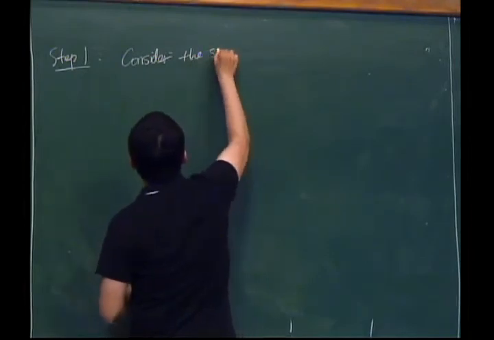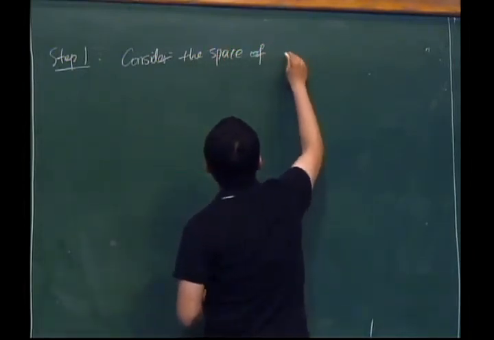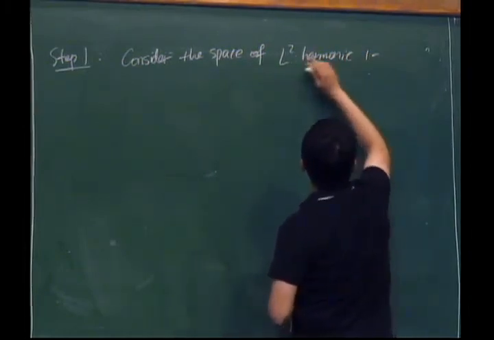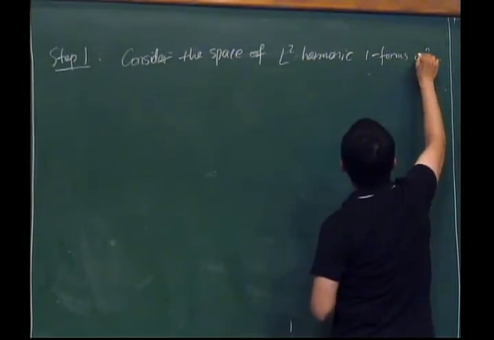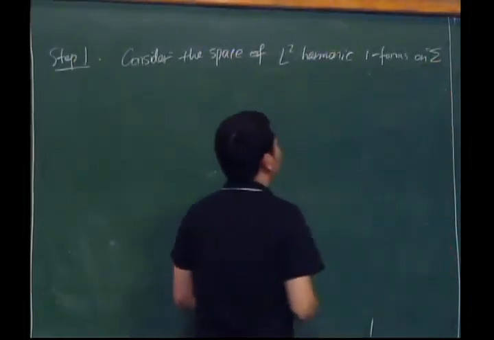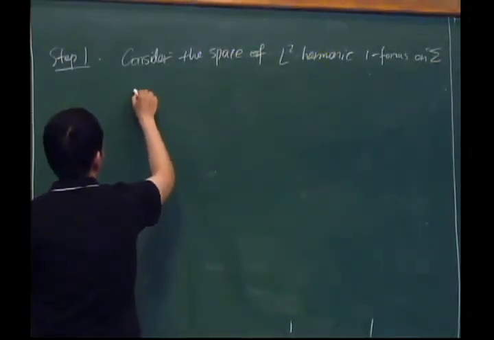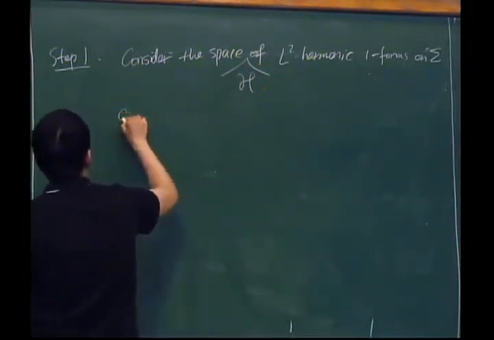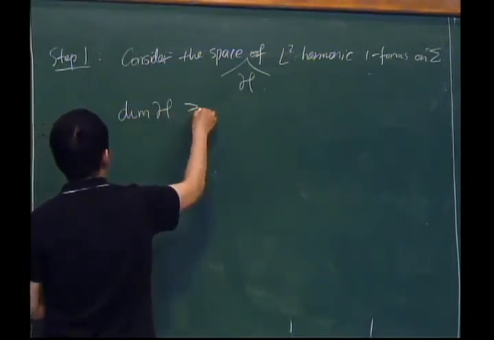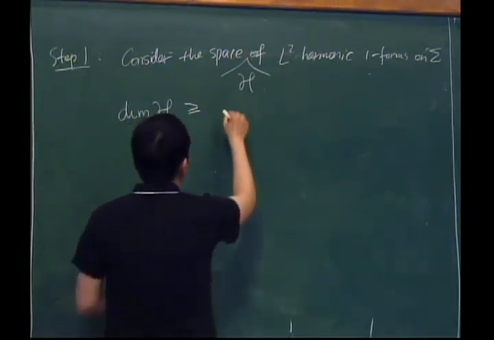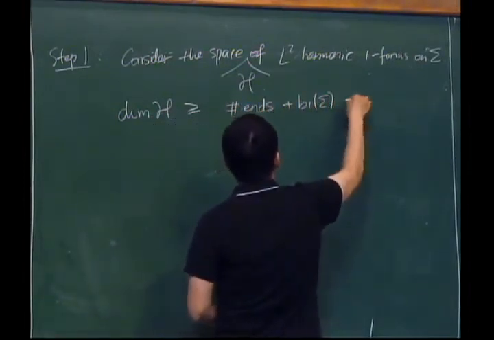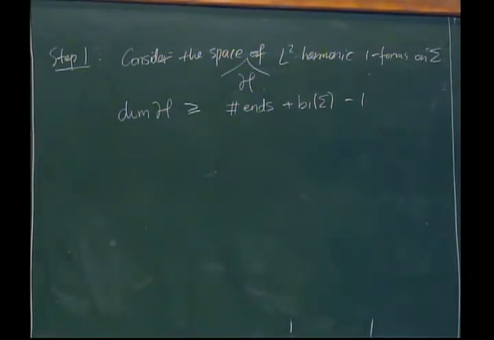the space of L2 harmonic one forms on sigma. And without much difficulty, we can say, let's denote the space by H, then we can prove the dimension of H is at least the first Betti number of the surface minus 1. So that's the crucial number appearing in the theorem.